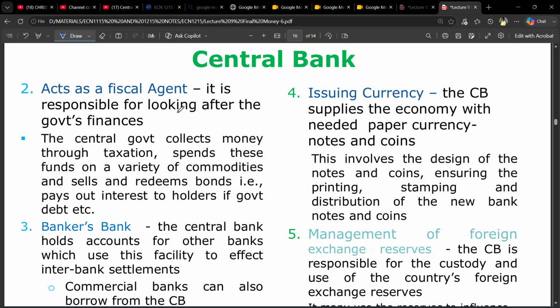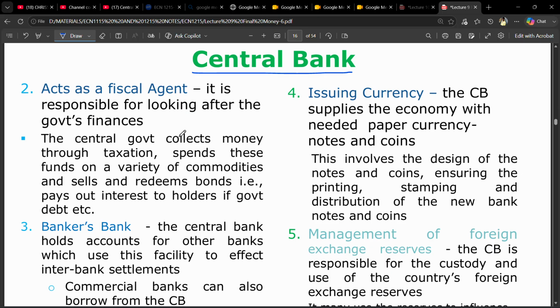Okay, continuing from here, the central bank. So what is the central bank? I mentioned that the central bank is simply the apex, highest institution that is in charge of the financial system in the country or the economy. It is there to control and supervise the banking system, control how the monetary sector is working, and maintain economic stability.